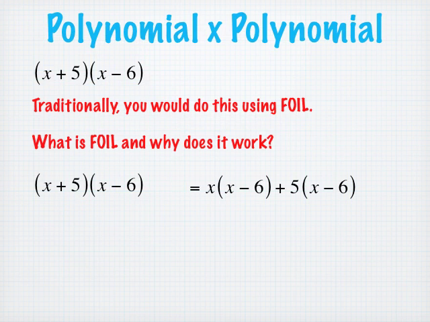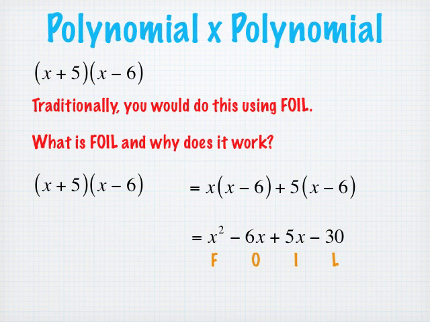Now, if I distribute the x through, I'd have x times x and x times negative 6. Then I'll distribute the 5 times x and 5 times negative 6. So I get x squared minus 6x plus 5x minus 30. Okay, if you notice where these terms come from, the x squared came by taking the first term in x plus 5 and the first term in x minus 6. The F stands for first. So I take the first term in each set of parentheses and multiply those together. X times x gives me x squared.